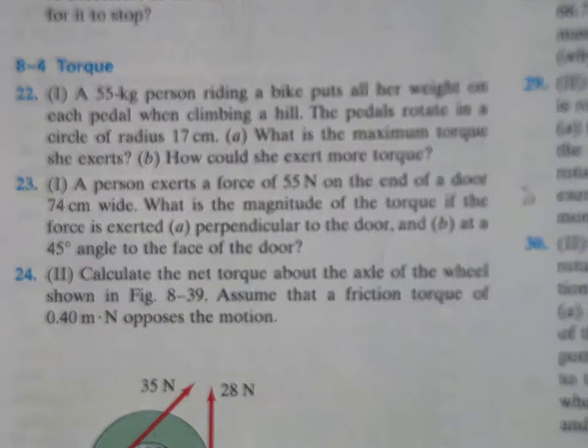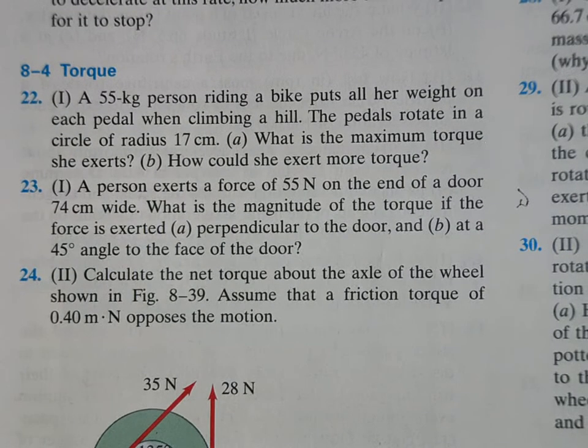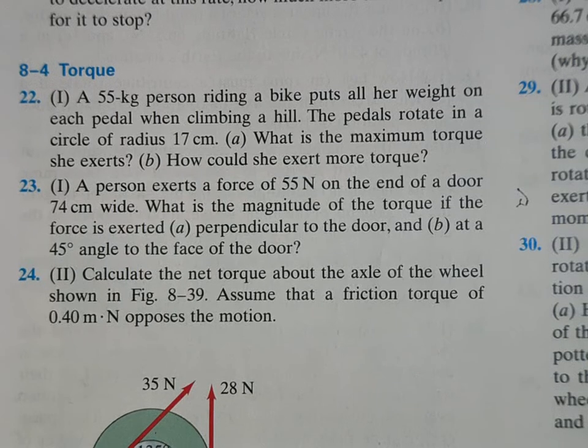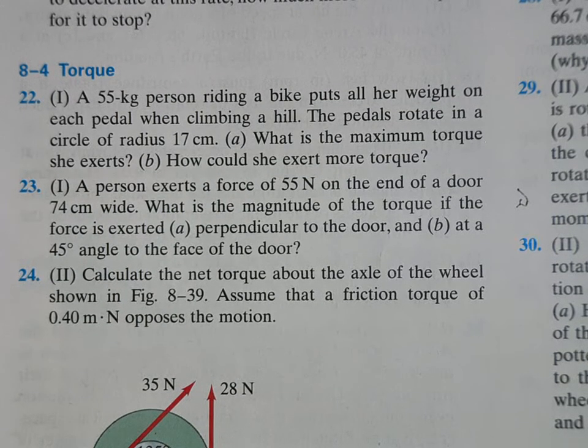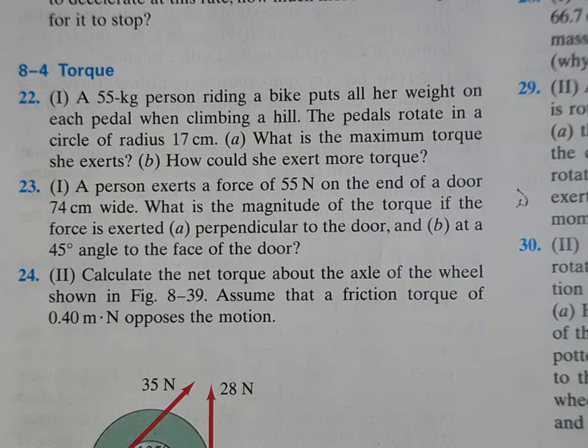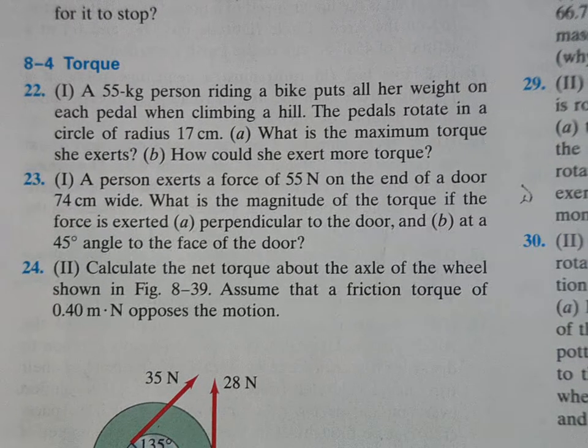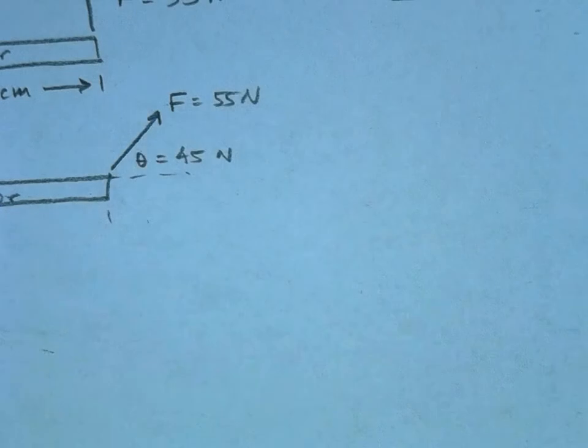It says a person exerts a 55 Newton force on the end of a door 74 centimeters wide. What is the magnitude of the torque if the force is exerted A, perpendicular to the door, and B, at a 45 degree angle to the face of the door? And I've already kind of set it up right here.